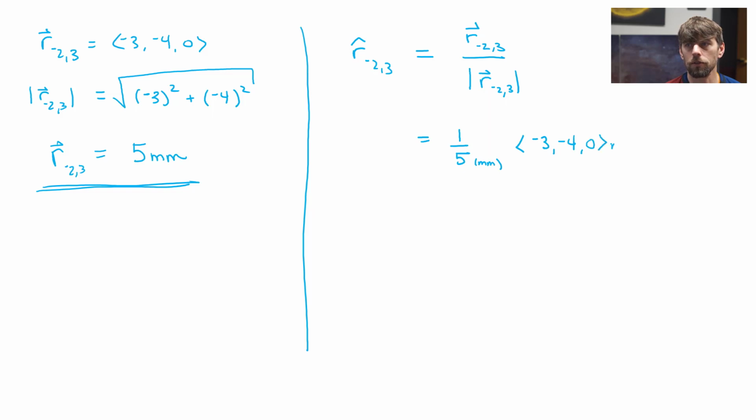And we also have the vector triplet, also in millimeters. Here, we won't have to worry about the unit conversion. We have millimeters in the denominator and millimeters in the numerator, so those units cancel out. We are left with a unit vector that is (-3/5, -4/5, 0). Now, it's always good to check. If you're unsure whether you've done the calculation correctly, just check to see if the magnitude of this vector is 1. I'll leave that as an exercise for you.